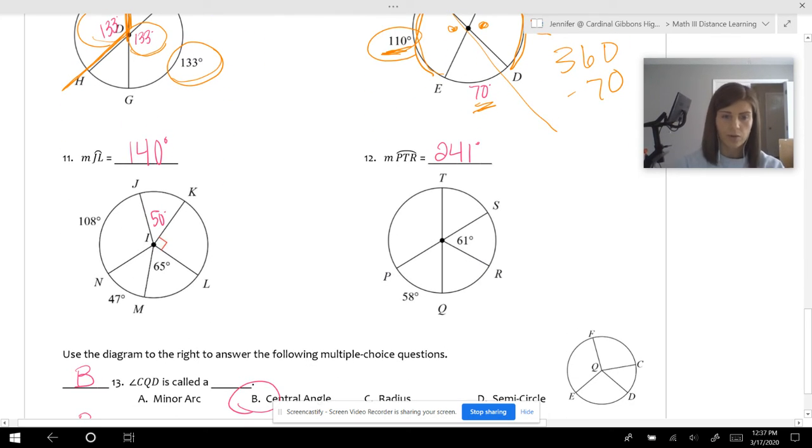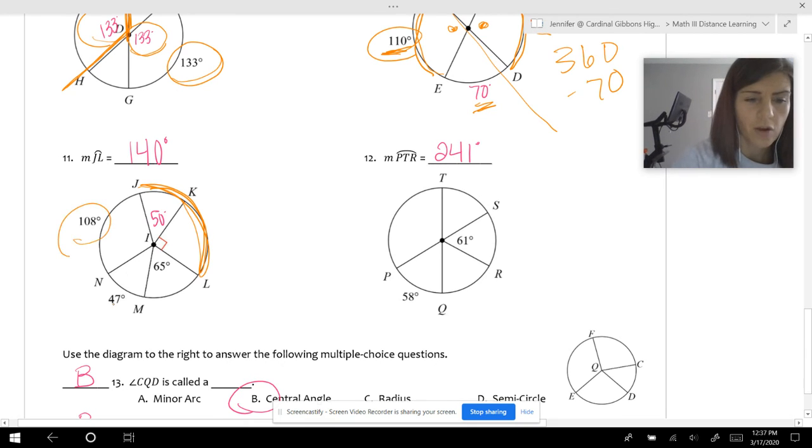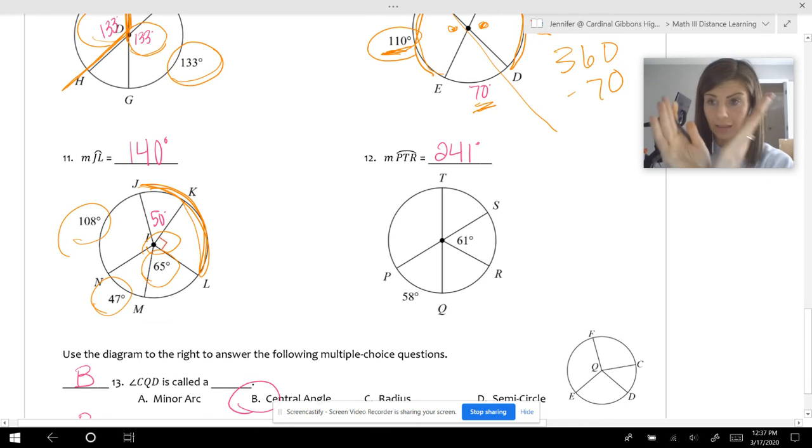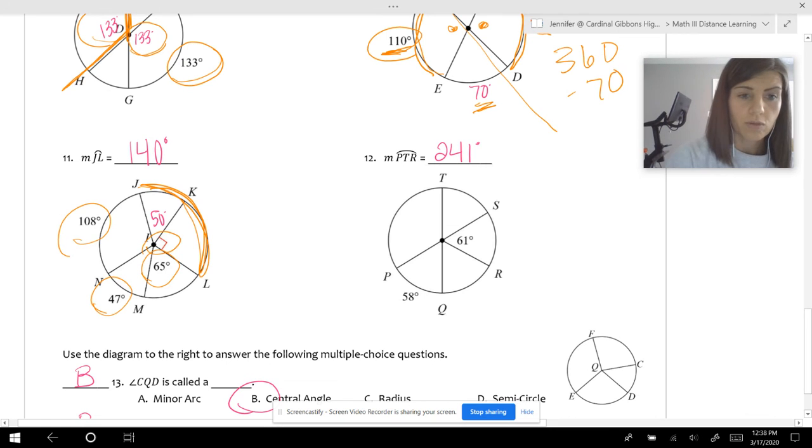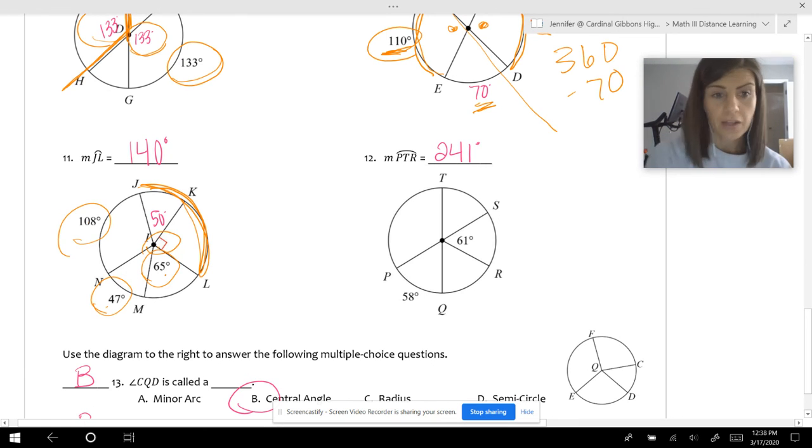Number 11, we were looking for arc JL right here. So you had to find the missing piece in there, which was 50. You knew all the other parts of the circle except for that little angle that wasn't marked. And so if you subtracted all 4 of those from 360, that's where I got the 50 degrees from. And then 50 and 90 gives us the 140.